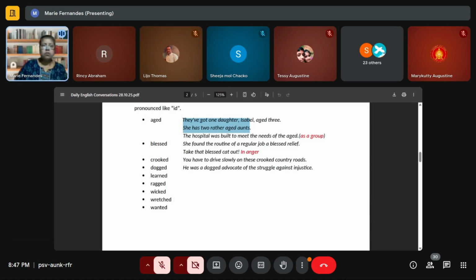So now I've already told you. See, there are certain things, there are no rules. They're just pronounced that way. But I'm talking about how you form the past tense. Crooked, dogged, learned. Ending in a consonant, ch, adding the ed. But the pronunciation is different.